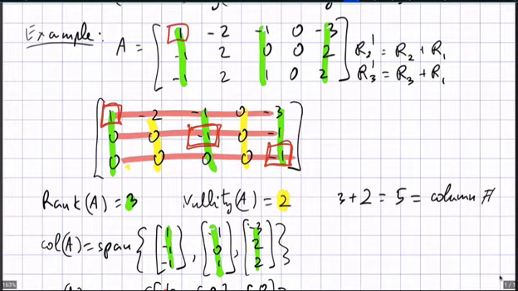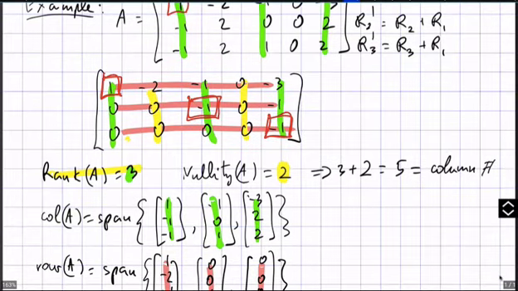We have 3 pivots, so that means that the rank of A is 3, and we have 2 free variables, that means the nullity of A is 2. And then notice that when you add together the rank of A with the nullity of A, you get 3 plus 2 equals 5, and that's the number of columns in the matrix.